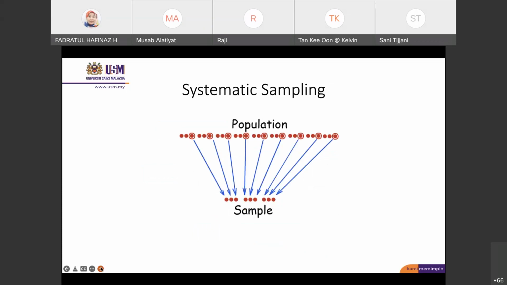Another sampling method is systematic sampling, right? We select every item on the list, maybe every third item on the list, for example. Randomness can be introduced by randomly picking the first element. So the first unit is random and the following units are sampled at a fixed interval. Typically it is used when the population size is large and a list of the population is available.